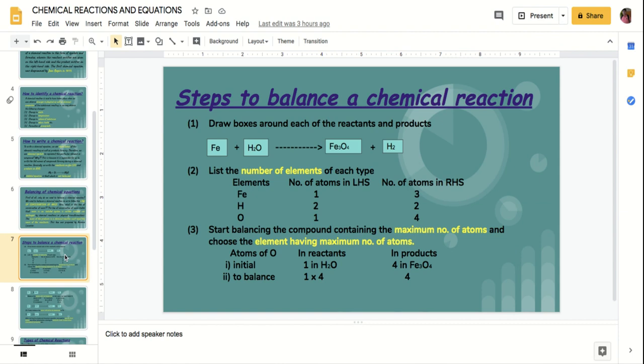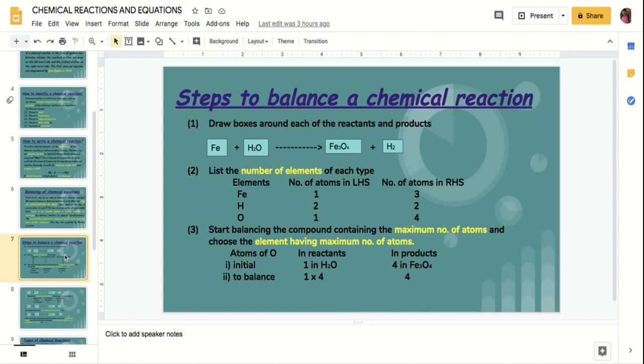Then, steps to balance a chemical reaction. So I already promised you that I'll give a simple process to balance a chemical reaction. What is that? First, let's draw a box. Suppose we have taken the equation Fe plus H2O. Fe stands for iron, H2O for water, Fe3O4 for ferrous sulfate, and H2 for hydrogen, that is liberating.